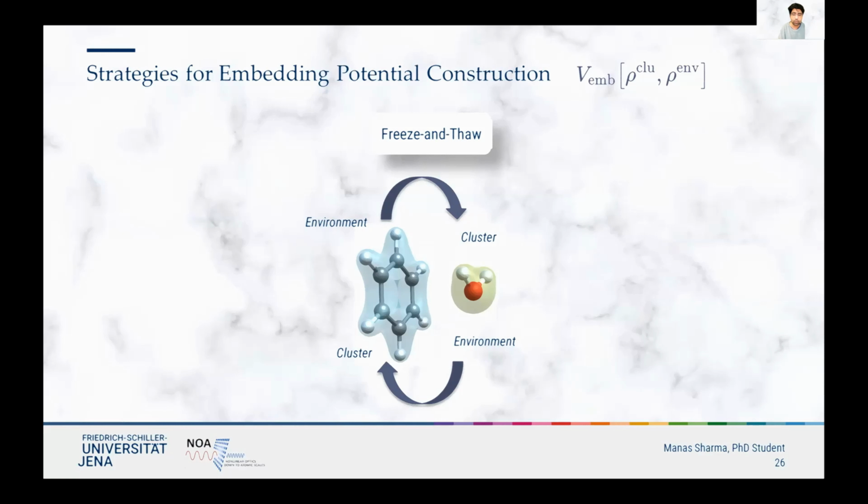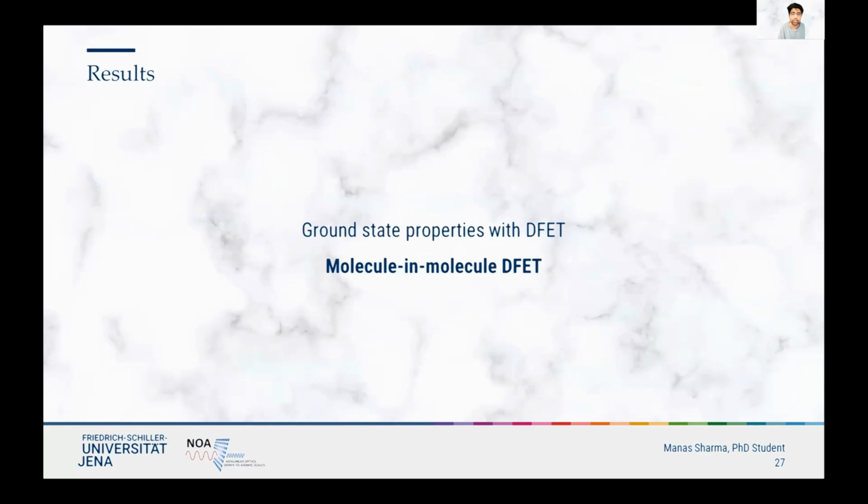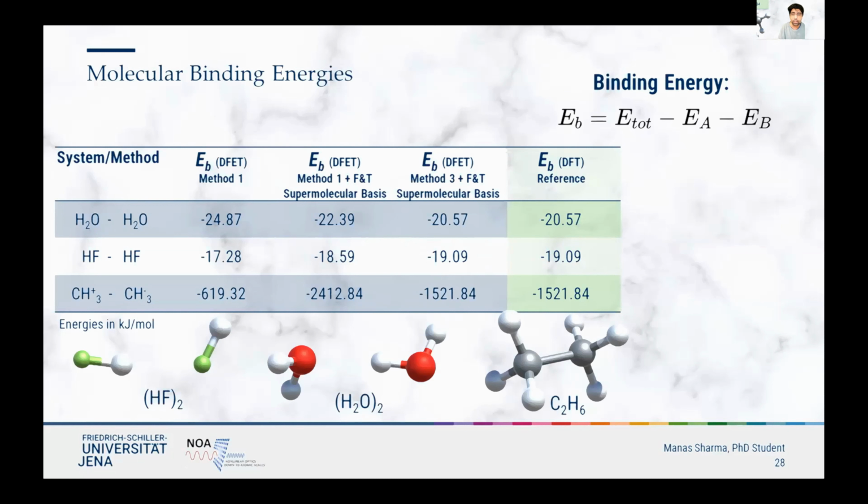So now, enough about the theory. Now let's see what kind of results you can expect in practice. So let's have a look at molecule-in-molecule embedding. And here, basically, I have calculated the molecular binding energies. And please note that we are still doing DFT in DFT embedding. So you are not going to get anything better than DFT, but it just serves as a benchmark about the quality of the results that you can expect.